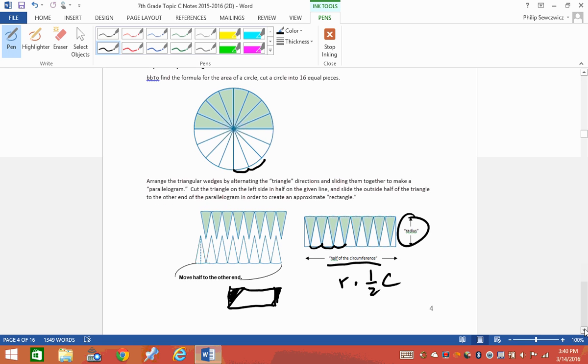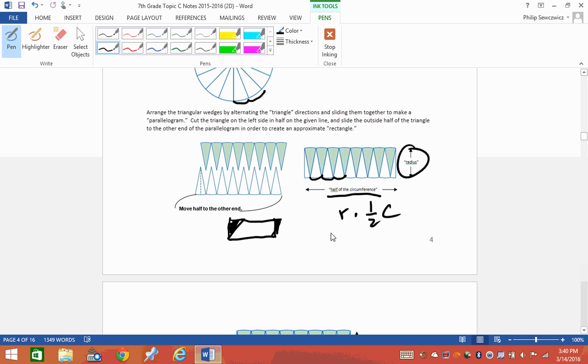Let's clean this up a little bit. What is half of the circumference? I'm going to use the 2 pi r formula because I've got a radius over here. We like to keep the same letters when possible. What's half of 2? Well, 1. So I've got r times pi times r. When I multiply r times r, I get r squared. So it is pi r squared. There's your formula: area is pi times the radius squared.